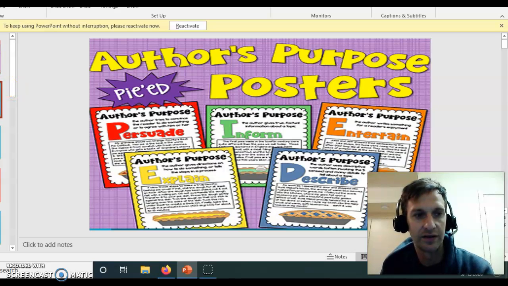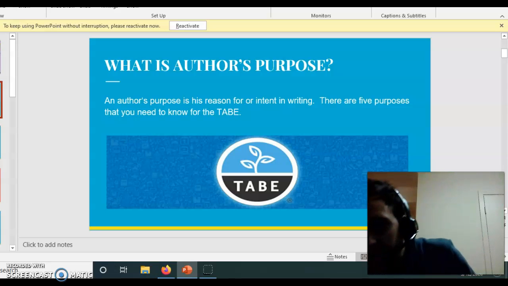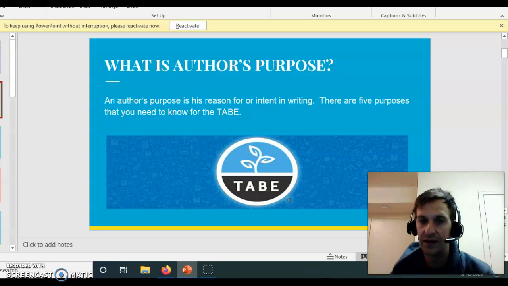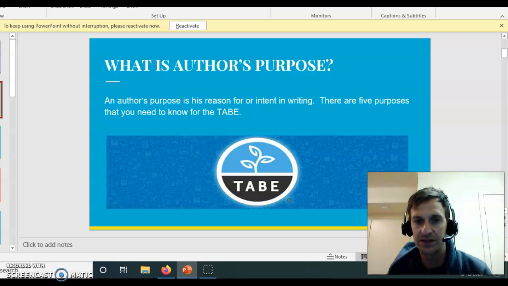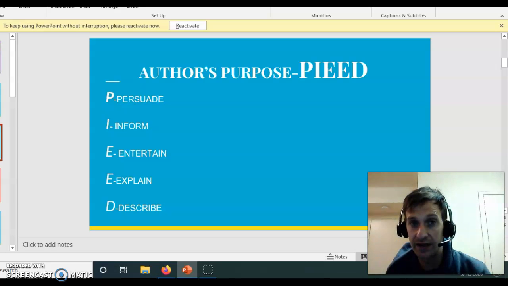First of all, what is author's purpose? I know we had talked about theme earlier in the week. The theme is the lesson. The purpose is the reason or intent for writing. Why the author wrote something. What is he trying to do when he wrote it? We're going to talk about 5 different things. So the mnemonic device we want to remember is PIDE. The author's attempting to do 5 different things. He's trying to persuade you, he's trying to inform you, he's trying to entertain you, he's trying to explain something, or he's trying to describe.